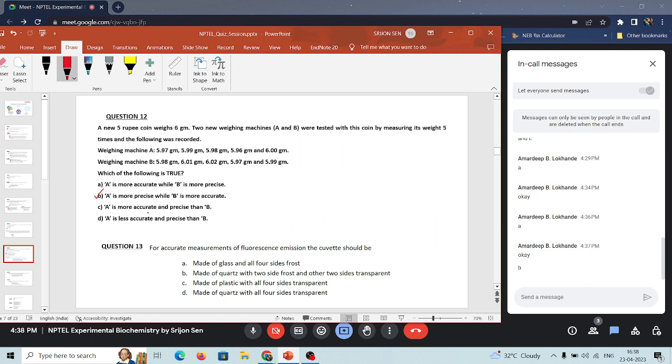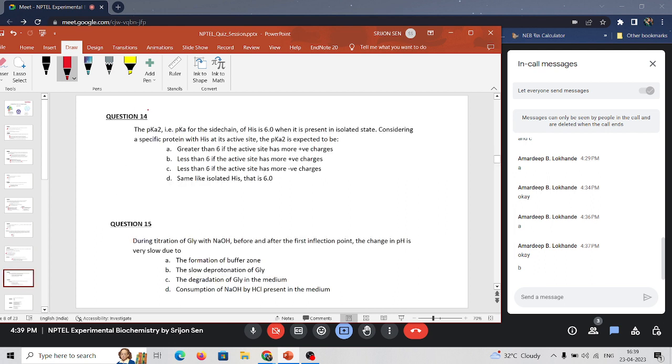You say it should be made of glass while two sides frost and the other two sides are transparent. Yes, that is the correct answer. First of all it should be made of glass, second the two sides should be frost and the two sides should be transparent. The two transparent sides should be kept in line with your ray, or in line with your light. So 13B is the right answer.